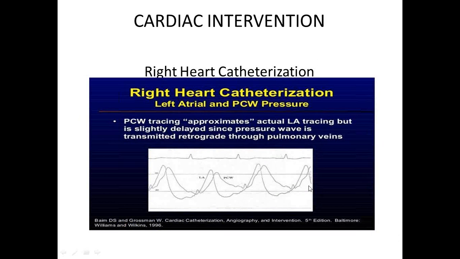So the pulmonary capillary wedge pressure tracing and the left atrial pressure tracing look very, very similar, because you expect that, because for your pulmonary capillary wedge pressure, you put the catheter in the capillary system, which looks at the left atrial pressure. So you expect the waveform to be similar. There's a phase shift, however, when you're doing this. There's a phase shift, but the waveforms look very, very similar.